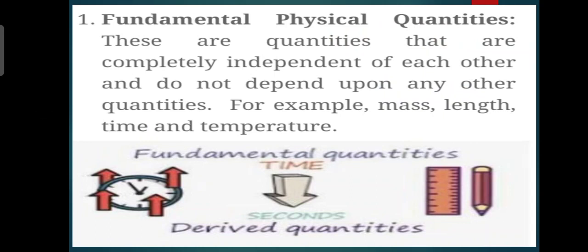Now we are going to discuss fundamental physical quantity. These are quantities that are completely independent of each other and do not depend upon any other quantity. For example, mass, length, time and temperature.